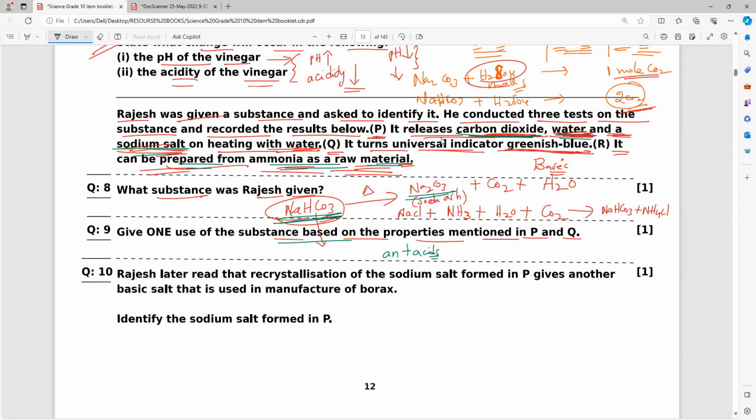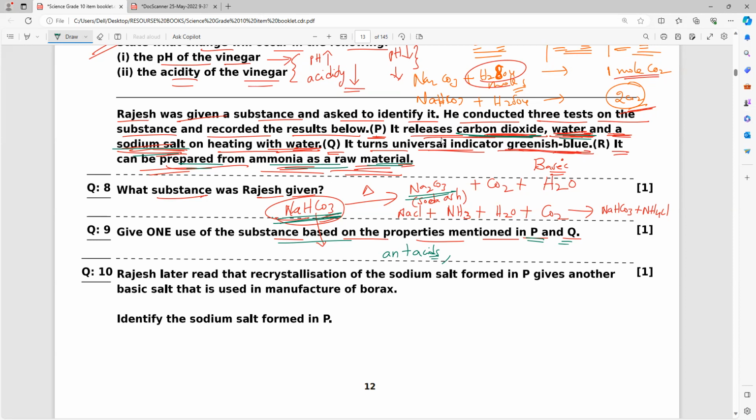Next. Give one use of the substance based on the properties mentioned in P and Q. P we mentioned, Q we mentioned: turns universal indicator greenish blue. We can use this in some other place also. Tell me the proper uses of baking soda. Check your classworks. Soda acid fire extinguisher. Very good.